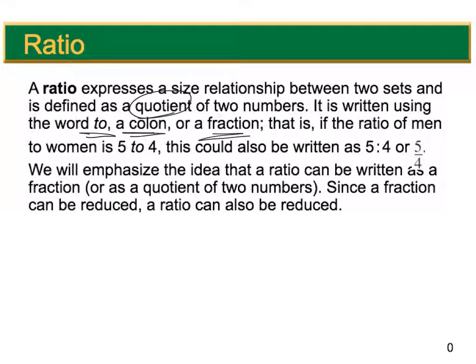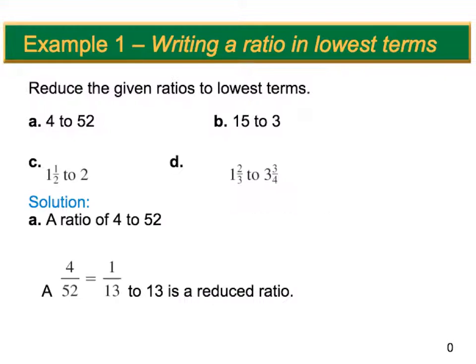That is, if the ratio of men to women is 5 to 4, this could also be written as 5 with this colon 4 or 5 over 4, and it will be a reduced fraction. It will have two numbers, so even if you get a whole number, you're going to put a 1 underneath it. So here are some examples of writing your ratios in lowest terms.